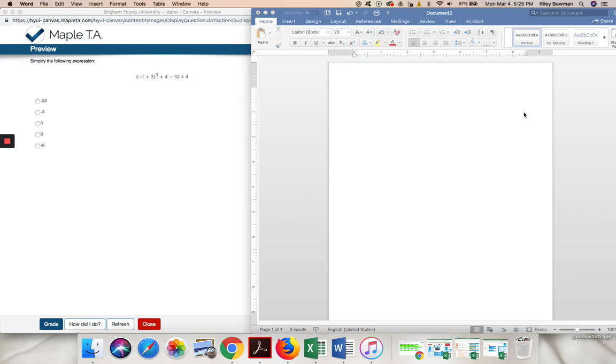Unit 2 exam review, question number 18. We're going to simplify an expression. For this example, yours will probably have different numbers, but this is quantity -1 plus 2 all being raised to the third, plus 4 minus 32 divided by 4.